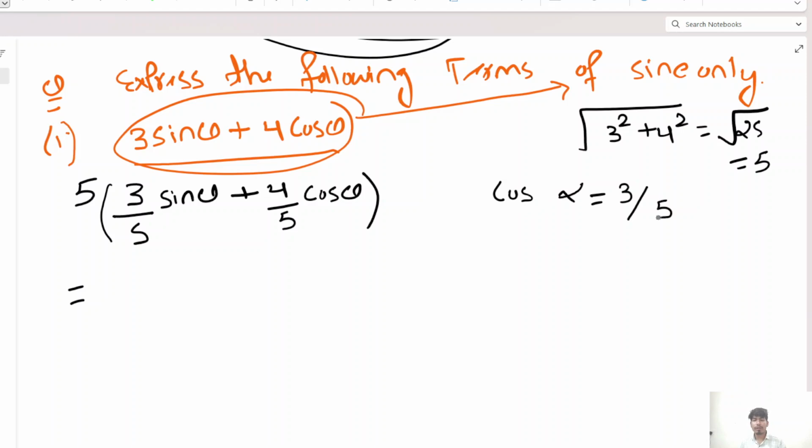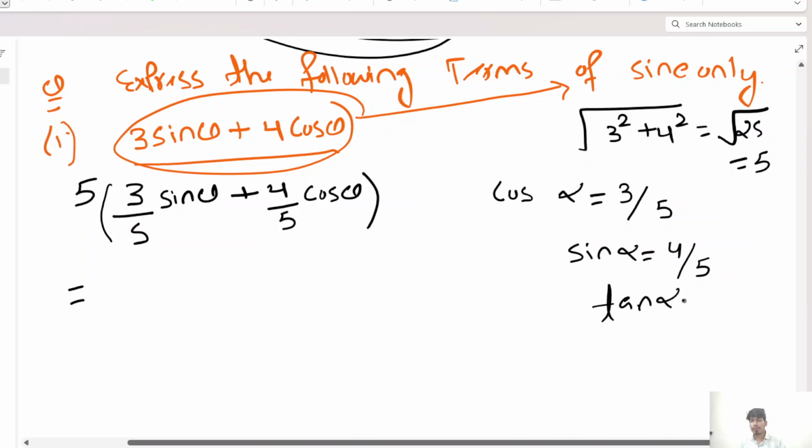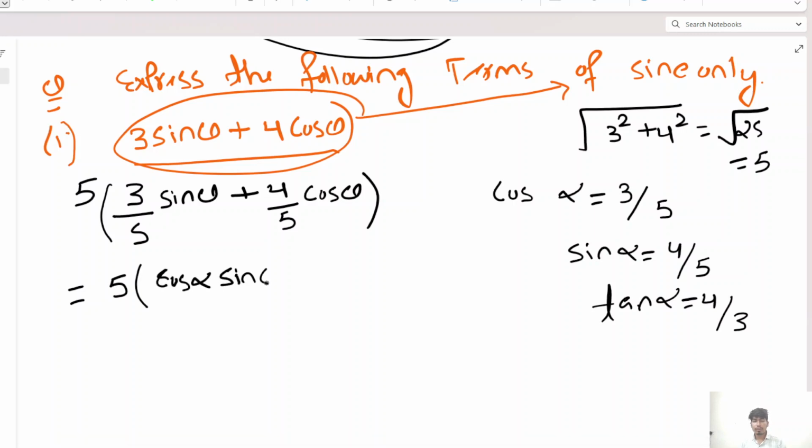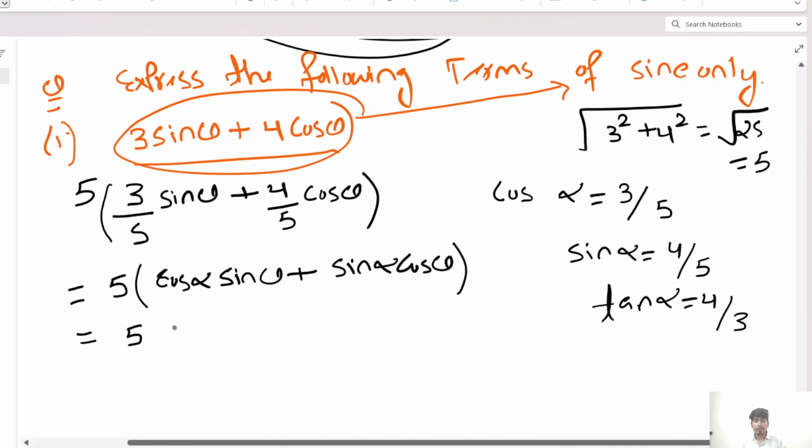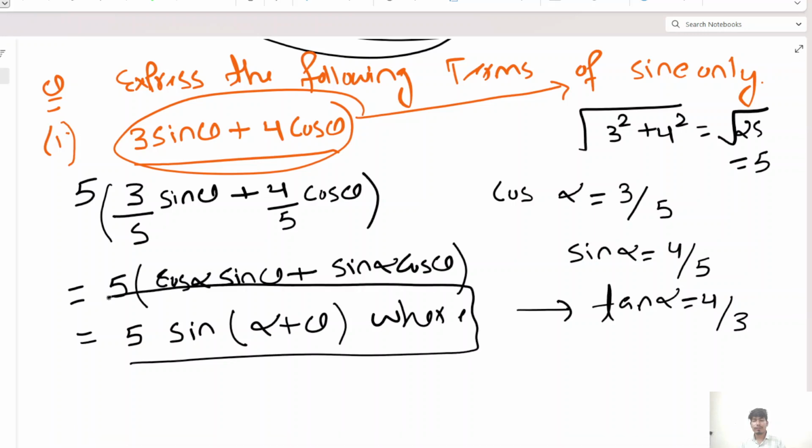Cos alpha is 3 upon 5 and sin alpha is 4 upon 5. Then what is tangent alpha? Tangent alpha is 4 upon 3. Then 5 into cos alpha sin theta plus sin alpha cos theta. Then this is 5 into sin of alpha plus theta, where tangent alpha is 4 upon 3. So this is only in the sine function.